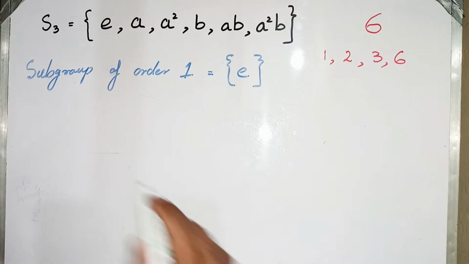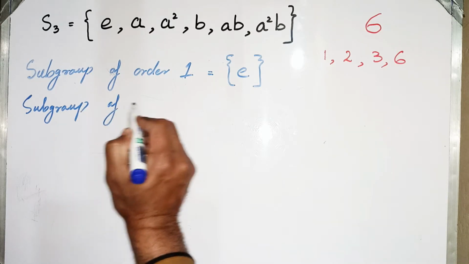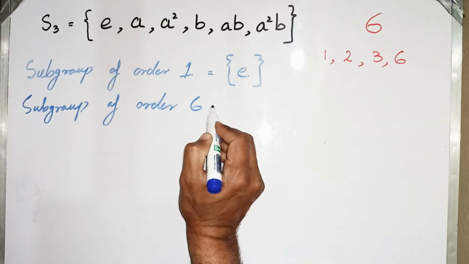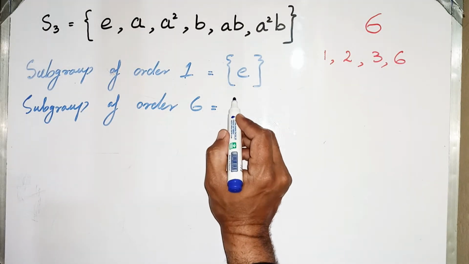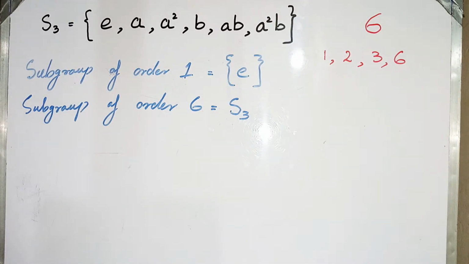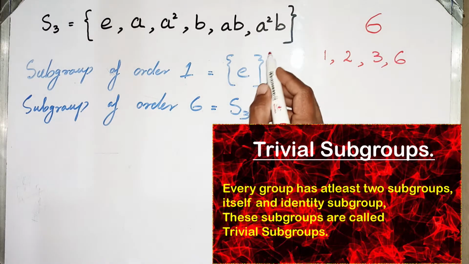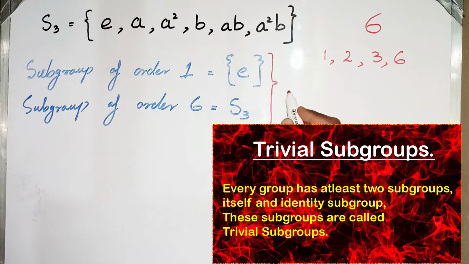Next, we will write the subgroup of order 6, as the order of the group is 6. So this will be the group itself, and these both subgroups are trivial subgroups. In the definition of trivial subgroup, as you are looking, the subsets of any group consisting of the identity element and the group itself are trivial subgroups. So these are trivial subgroups.